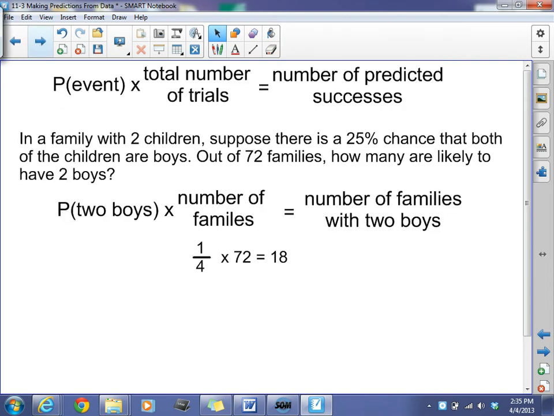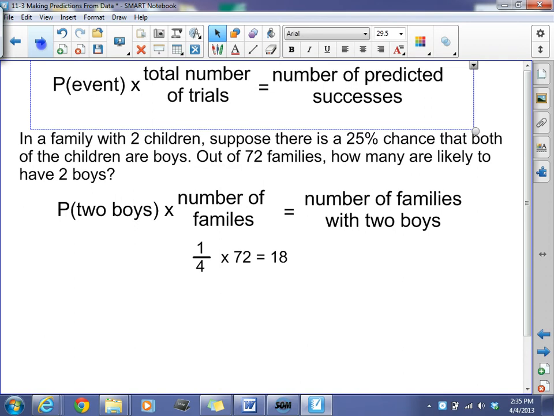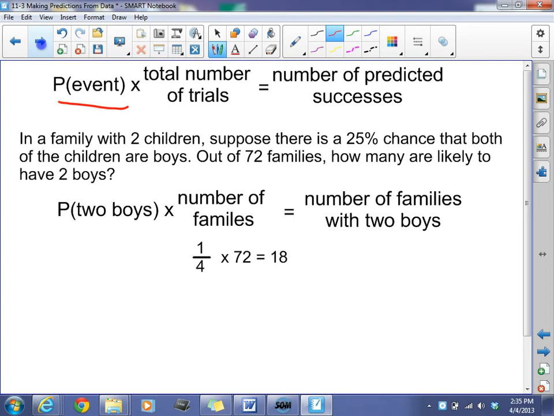All right, I put the formula right at the very top again. So once again, we're looking at the probability of the event. That's the probability. How often will it happen? Times the total number of trials, how many times it happens, is going to equal the total number of predicted successes. Let's put it to the test.